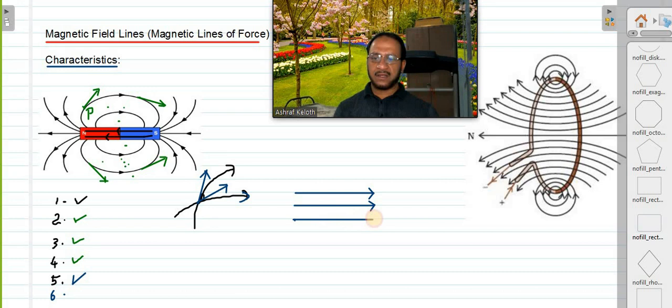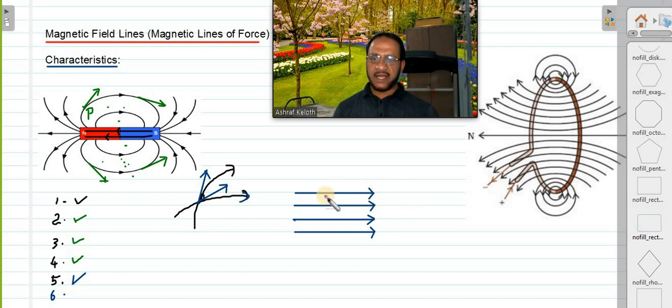So if it is a uniform magnetic field, a uniform magnetic field can be represented by parallel lines like this. If it is a uniform magnetic field, two conditions should be satisfied. The two conditions are: the strength of magnetic field should be same everywhere. That is why same gaps. And direction of magnetic field also should be same everywhere. All are in this direction.